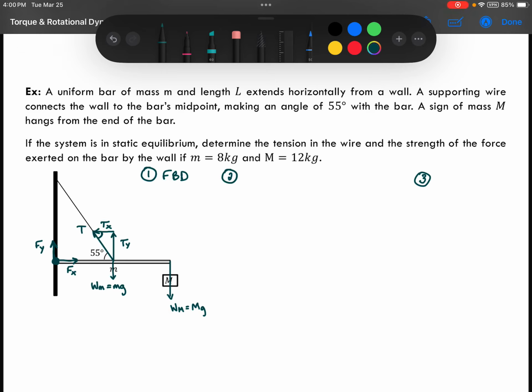The next thing we want to do is go ahead and set up those conditions for equilibrium that we talked about when we defined static equilibrium. So we're going to set up equations using those conditions for equilibrium.